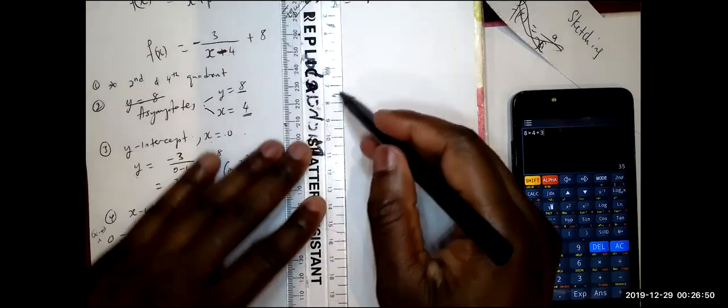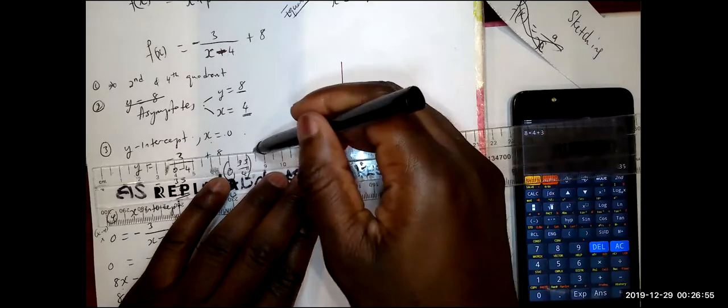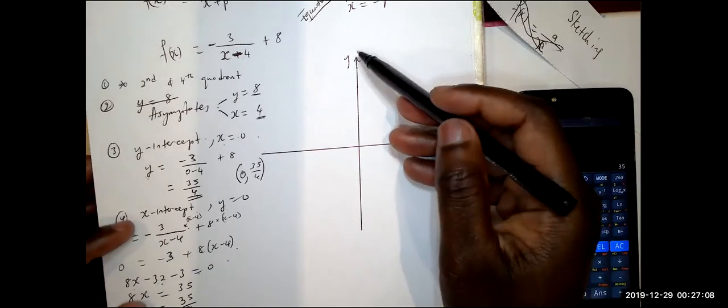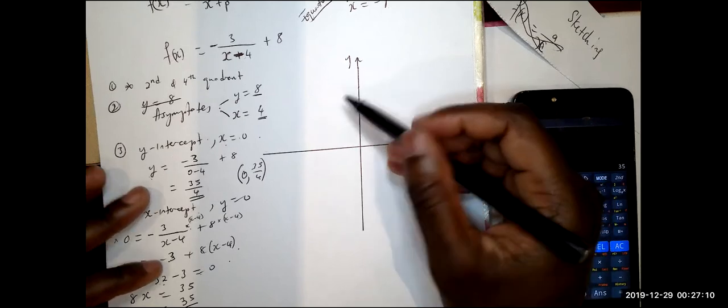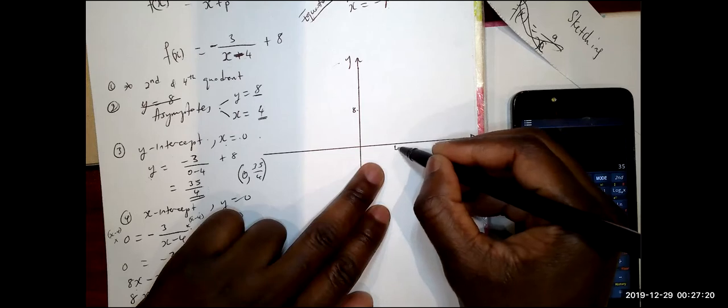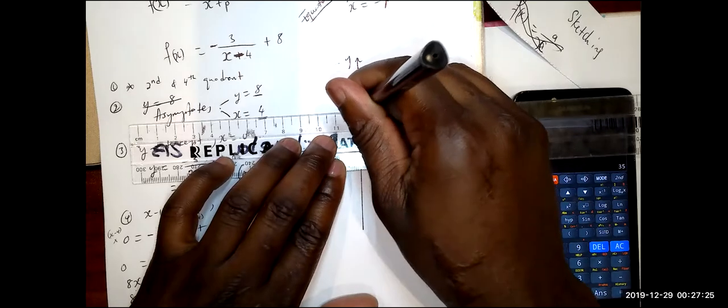So let's see what we're going to do. Hyperbolic functions are actually easy to deal with, because everything is given to you there. You can pick it just from looking. Here we are told that the asymptote is y equals 8, so I just have to go to 8. Then x equals 4, so I just have to go to 4. What do I do now? Just draw lines. That's all.